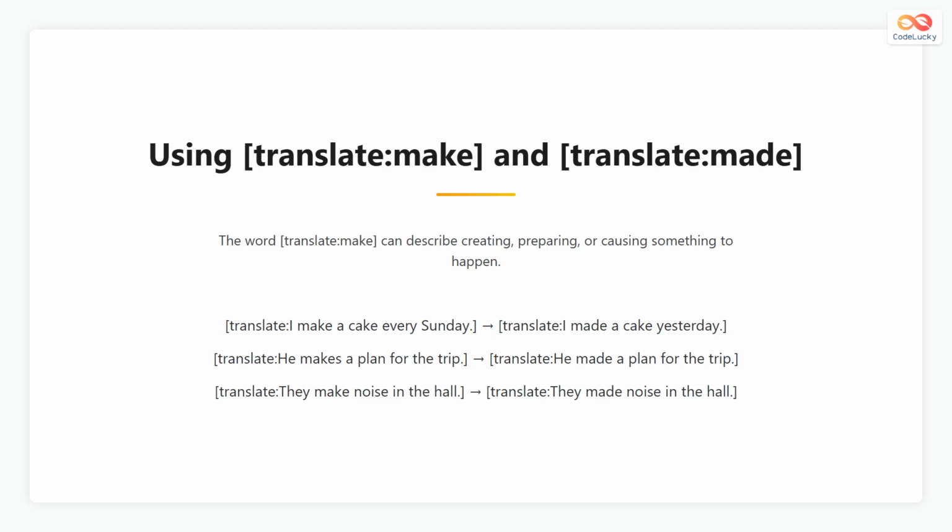Make and made describe actions of creating or doing something. For example, I make a cake every Sunday, becomes I made a cake yesterday. He makes a plan for the trip, becomes he made a plan for the trip. They make noise in the hall, becomes they made noise in the hall. Use made when you talk about things that already happened in the past.